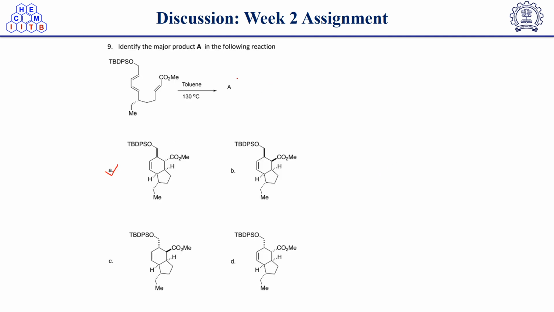And the last question was to identify the major product A in the following reaction. So it is a Diels-Alder reaction. So which product will be major with the correct stereochemistry?